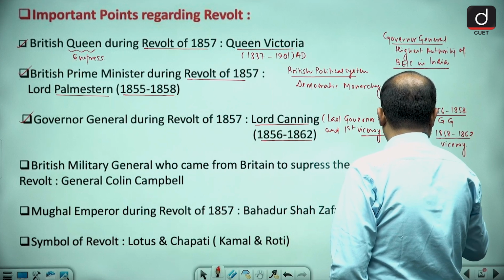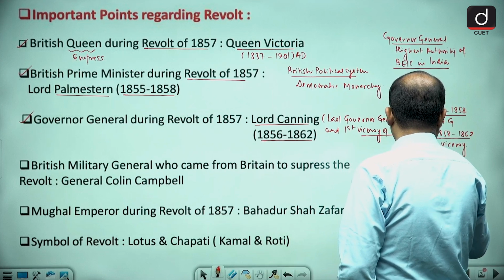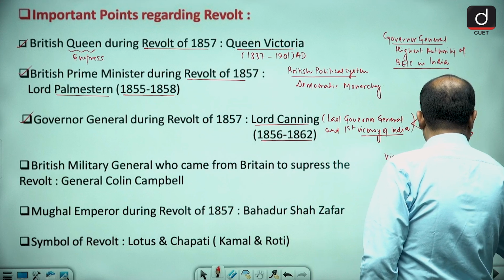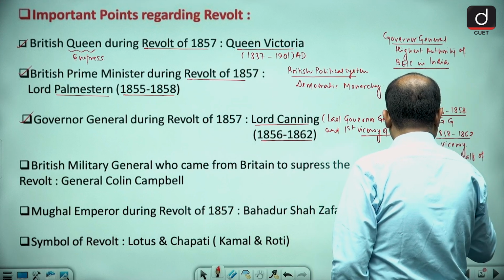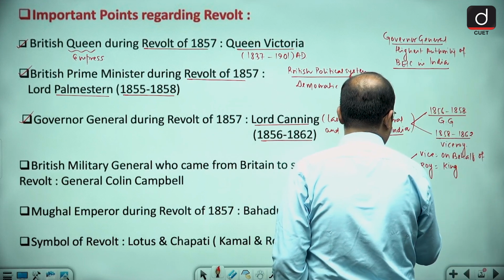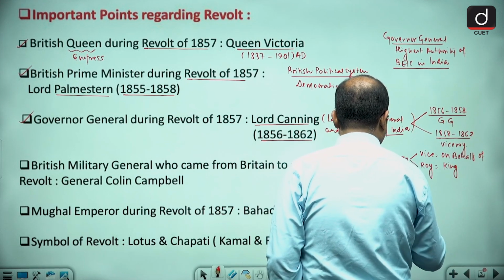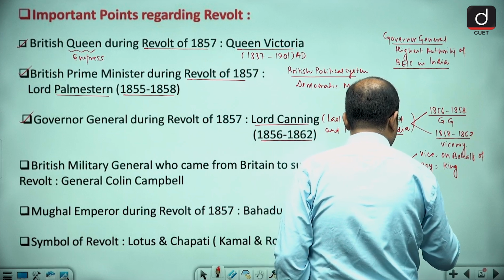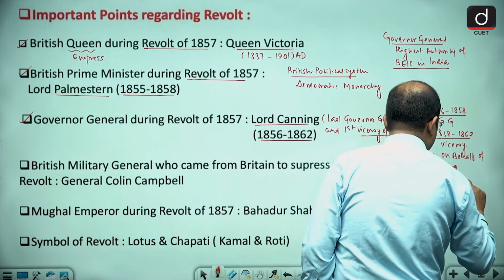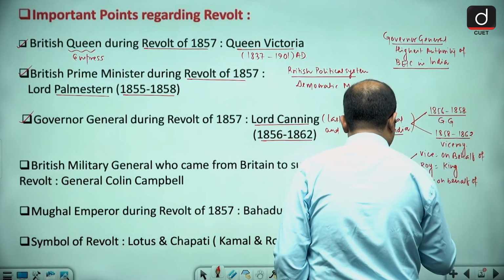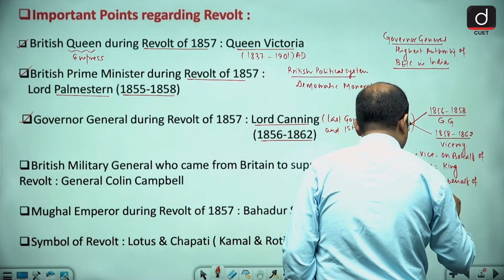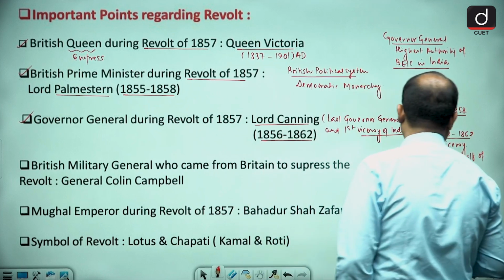And this Viceroy is formed from two terms. One is vice, means on behalf of, and Roy, guys, it is a French word, means king. So one who rules on behalf of king is called Viceroy.